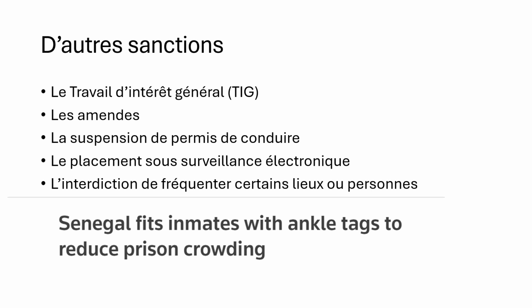And we can also prohibit people from going to certain places. So this sanction often requires that the offender stays away from certain places or people, such as victims or sensitive areas, for a determined period. It's often used in cases of domestic violence or violent behavior in public spaces.